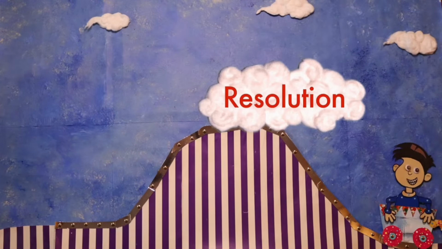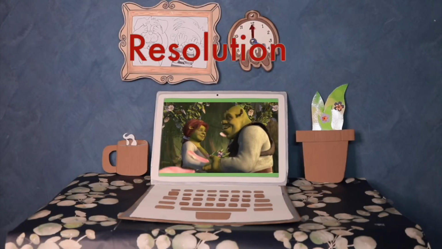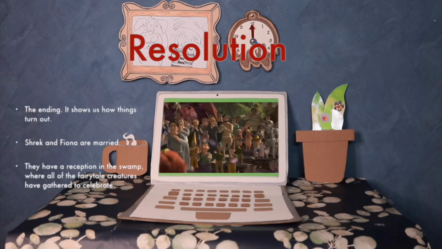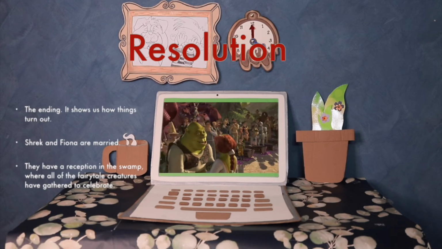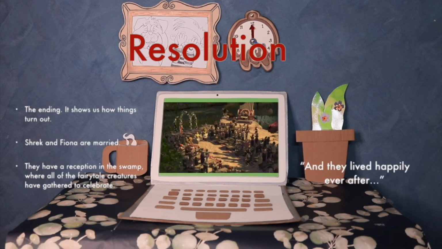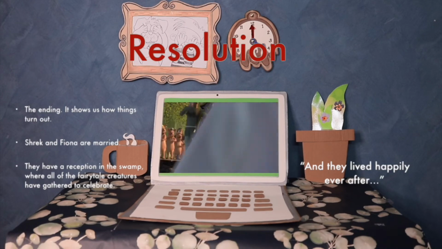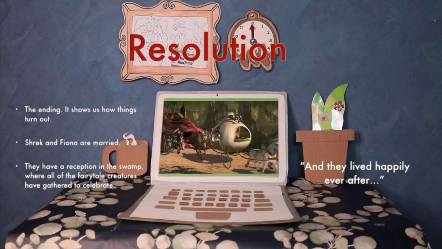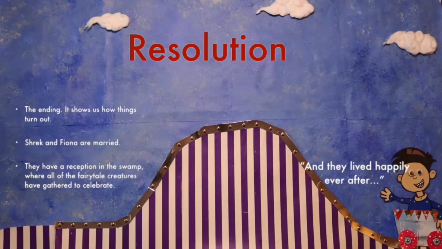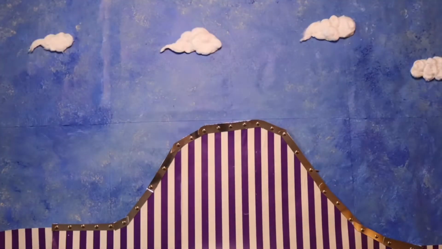Finally, the resolution or conclusion is where the problem is solved. It is the end of the story that reveals the solution to the problem. This is where we leave the character or characters, usually with a happy ending or a cliffhanger ready for the next adventure.